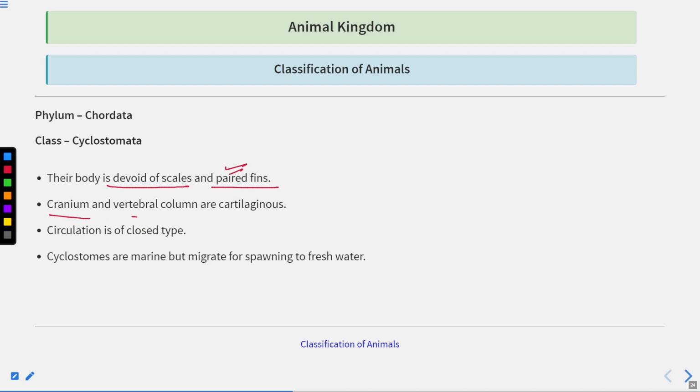Cranium and vertebral column are cartilaginous. So if you talk about the internal bone of this fish, they have the cranium in the head region, and the vertebral column is cartilaginous.